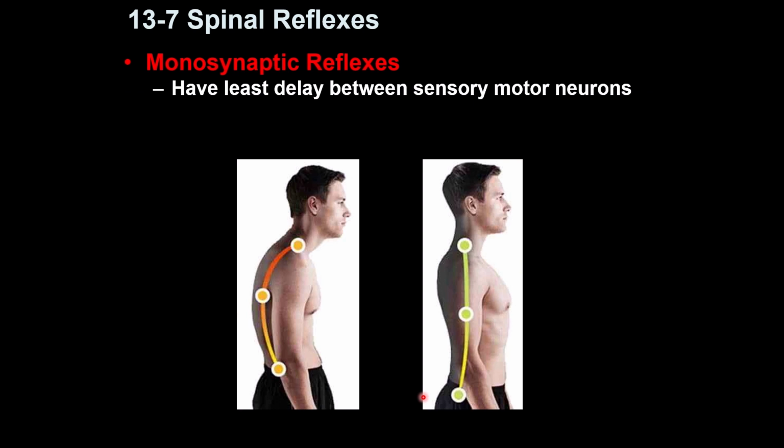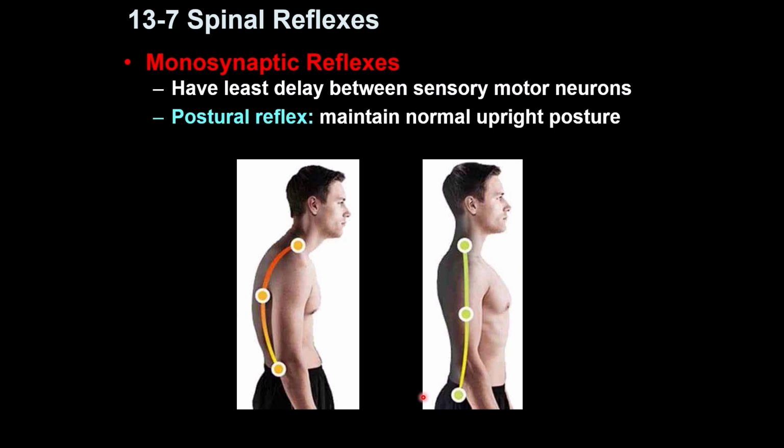So let's talk about these reflexes separately. For the monosynaptic ones, you have one sensory and one motor neuron, and that's why it is very fast. An example is the postural reflex. When you're sitting or standing, the back muscles are contracting, and that keeps your head, neck, and posture proper. Also, the leg muscles and thigh muscles are contracting, and that's why you do not fall.